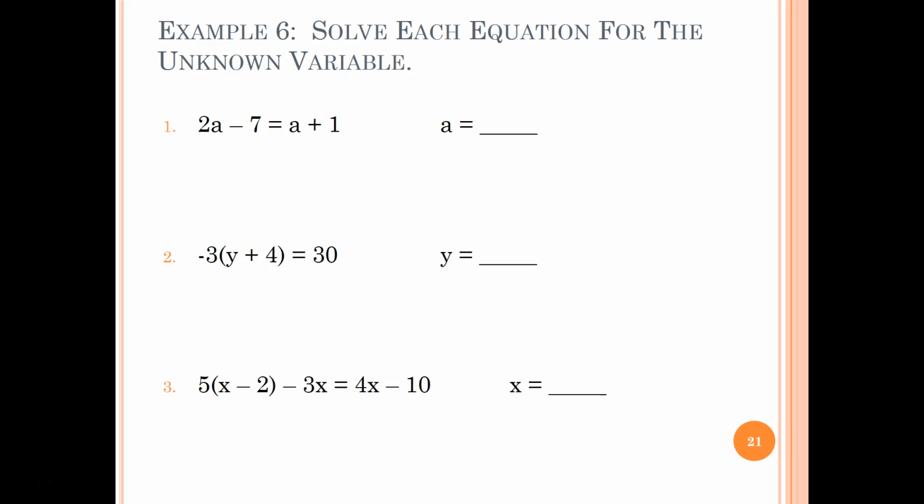What you should have gotten for number 1 is a equals 8. For number 2, y equals negative 14.